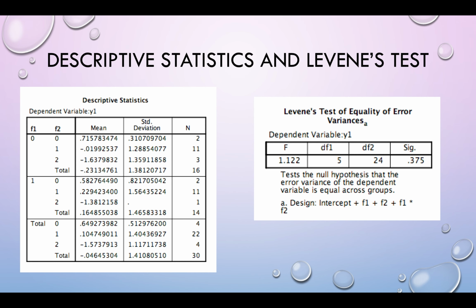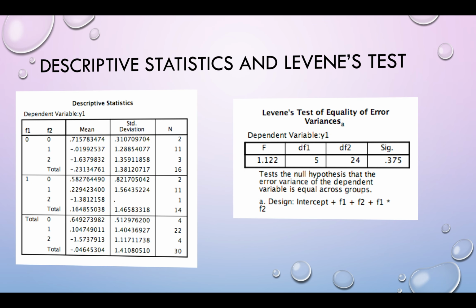In Levene's test, we look at the sig column, and ours is 0.375, which is greater than 0.05, so we can conclude there is not a significant difference. That means we have equal variance and have not violated the assumption that the distribution of errors is normal.